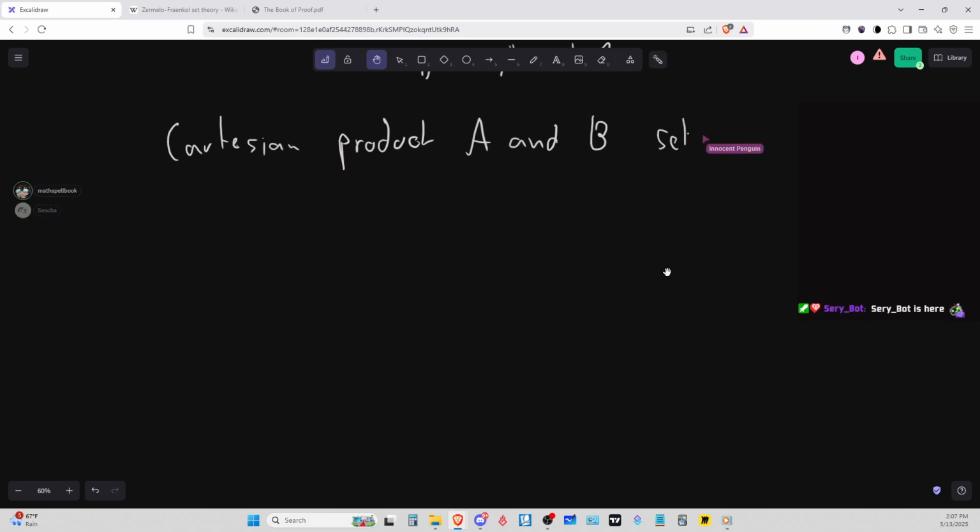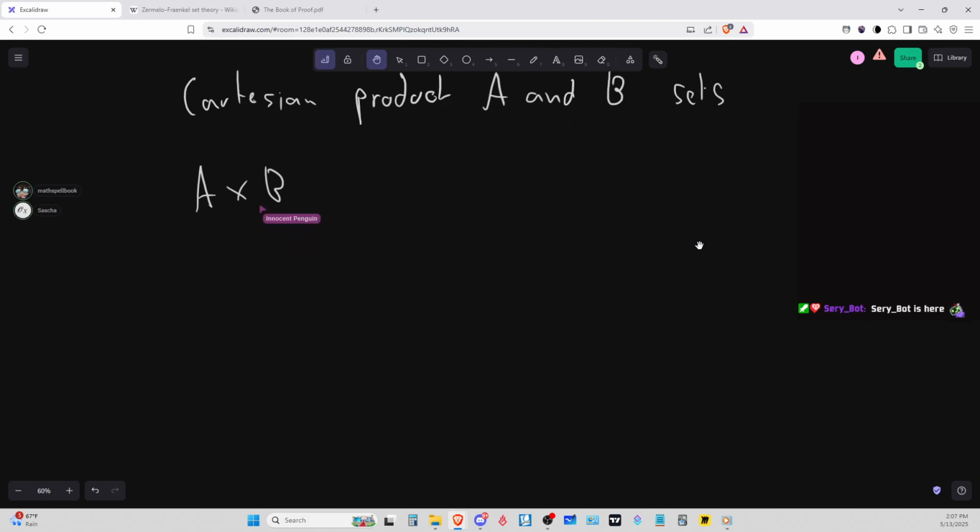Okay. So first of all, we need some construction, which is the Cartesian product. Pretty much you would have two sets. Let's call them A and B, because those are our favorite names of sets. A and B sets. Then you can build another set, which we usually write as A cross B.